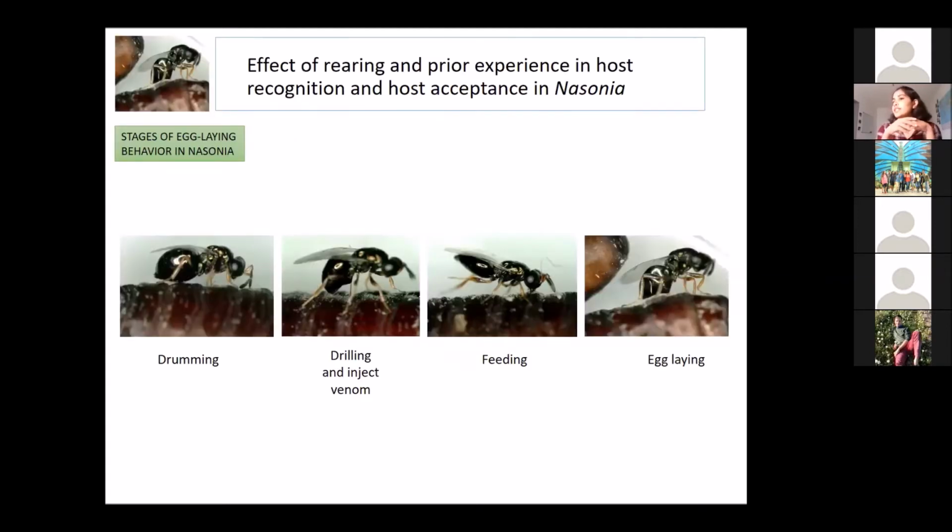We also have these stages in Nasonia. I'll walk you through these pictures. Once a Nasonia finds the host, she hops on the host and does this drumming behavior with her antennae, which we call drumming. And then she drills a hole in the host and injects venom, which paralyzes the host and stops further host development. And then she feeds on the host hemolymph, which helps in her egg maturation. After that, she lays eggs on the host.